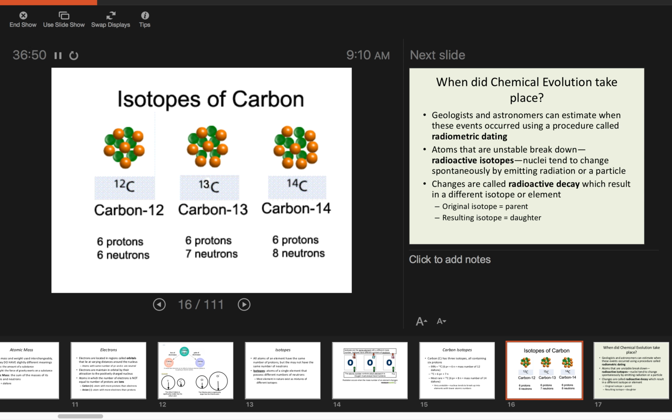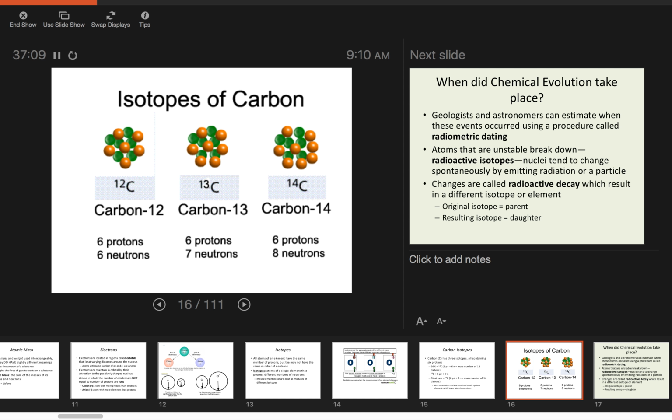Here's a diagram showing the isotopes of carbon. With carbon-12, you notice that they have the same number of protons and neutrons. You add them all up, you get 12. And then here we have one more neutron compared to protons, and then 2 more. So even though the protons and neutrons are the same in carbon-12, it's still considered an isotope, because it's carbon-12.